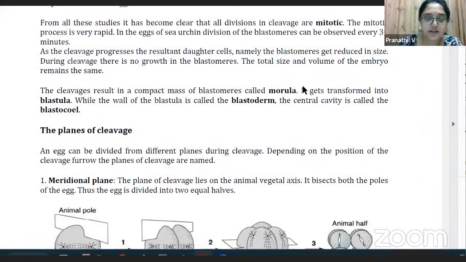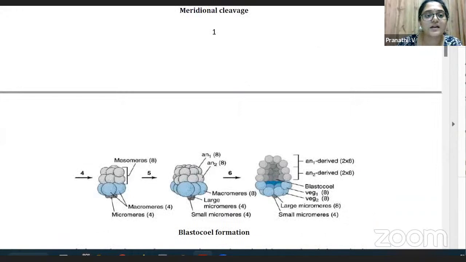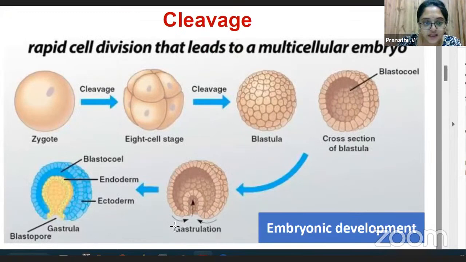So what is happening is, in the case of gastrulation, if you see over here, you have an invagination. A furrow is the creation of a gap like this, or a space.